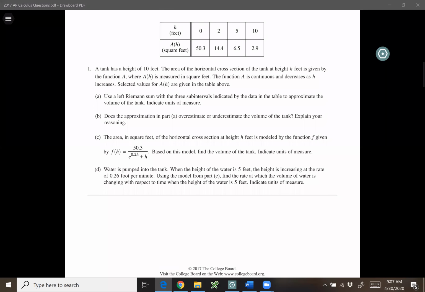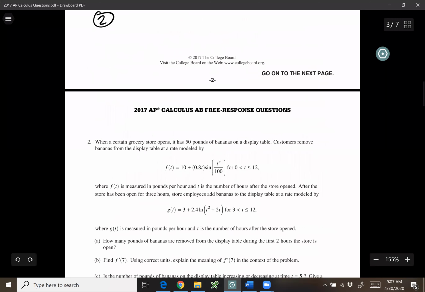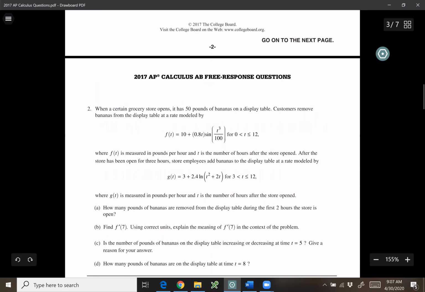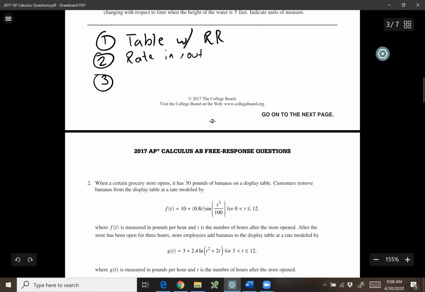Actually this one's interesting because number one is a table question with a related rate at the end, which makes it a little bit unique. Number two is this weird banana question. There were a lot of memes about this question, but essentially it's just a rate in, rate out question. Everyone was like, "Oh, the banana question was so hard." It's actually an easy rate in, rate out question as long as you recognize that. People were just getting triggered because there was a formula for bananas in a grocery store.